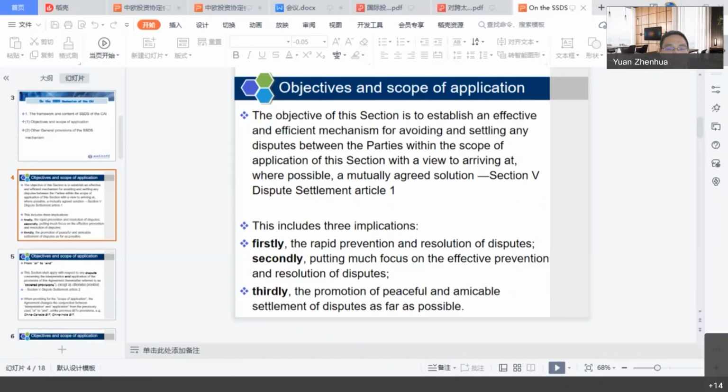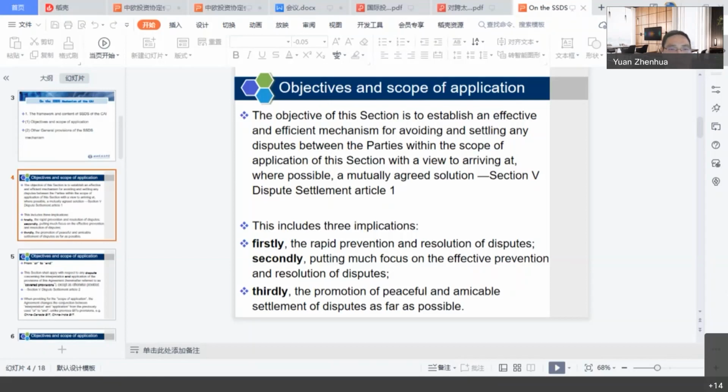So my content will focus on three aspects. First, let me introduce the framework and basic content of the CAI and its state-state dispute mechanism. Then I want to introduce some features of the current SSDS dispute settlement mechanism, and some possible issues which may arise out of the current CAI, and how to deal with that.